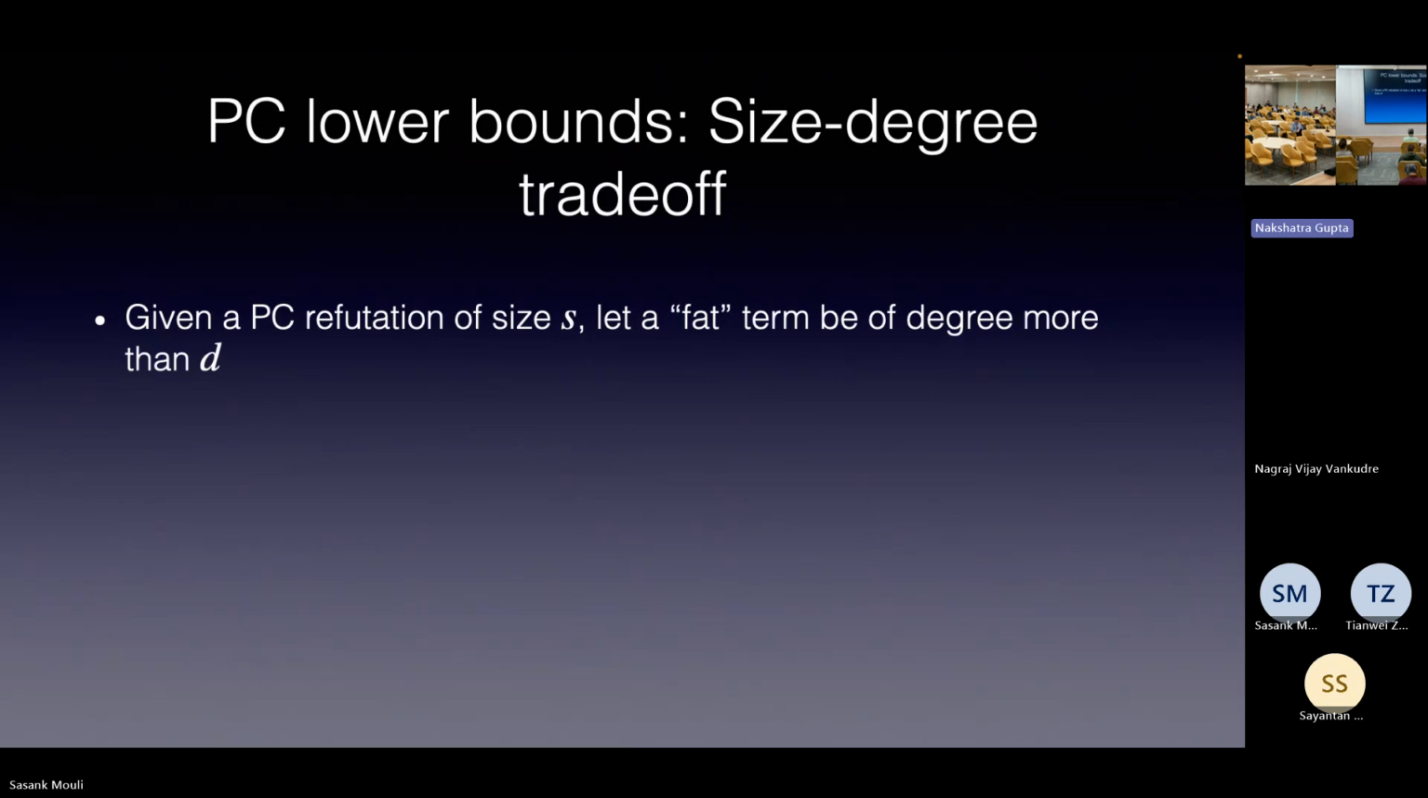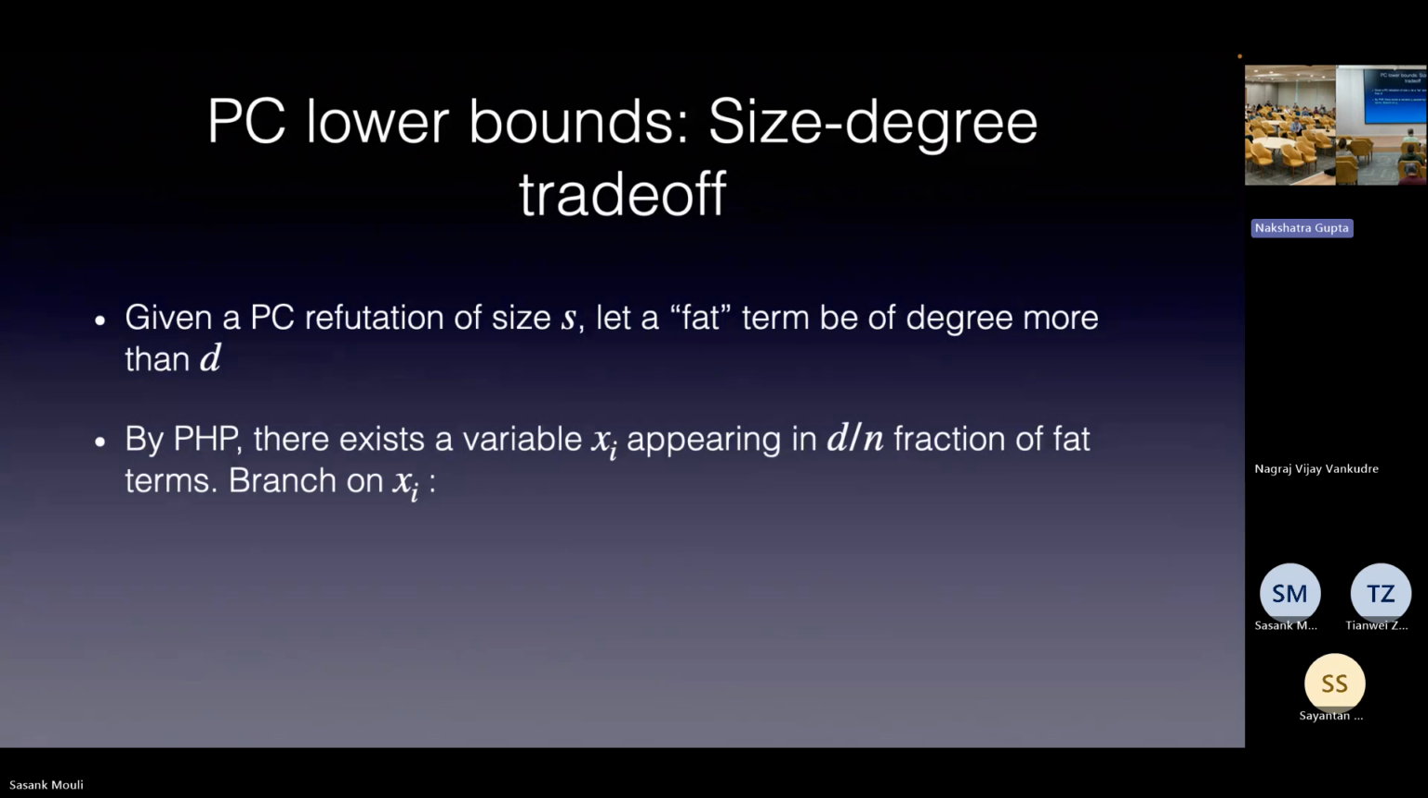So we say, suppose you give me a small sized PC proof. Let a fat term be of degree more than d. So these are our target terms, in the sense that, given a small size proof, we want to eliminate all these high degree terms or these fat terms.